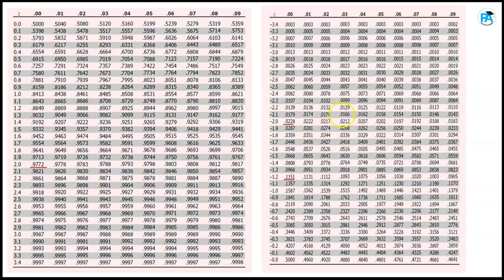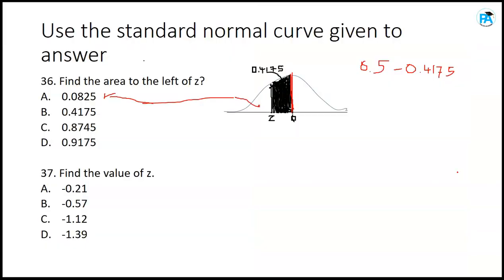So we are looking for 0.0825. We have 0.08 here, 25. We have 0.0823, and the next after this is 0.0838. So you can take the answer for 0.0823, and that gives you what? -1.39. So the answer is D, -1.39.